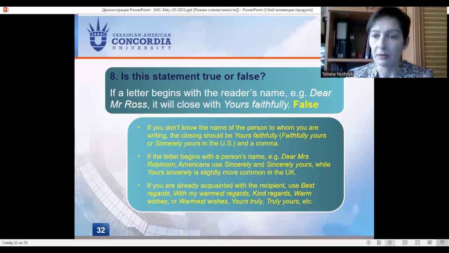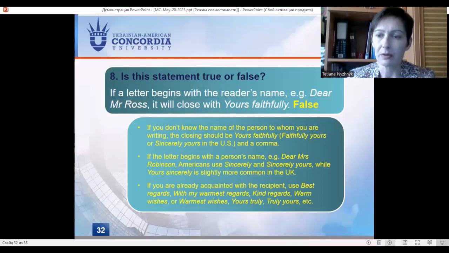Another important point to make here is the order. Most Americans would start with sincerely, say, and then write yours. In the UK, it's vice versa. Yours sincerely. Now, if you know the name of the person, close your letter with yours sincerely, or simply with sincerely, especially in American English. Quite traditional, but still correct.